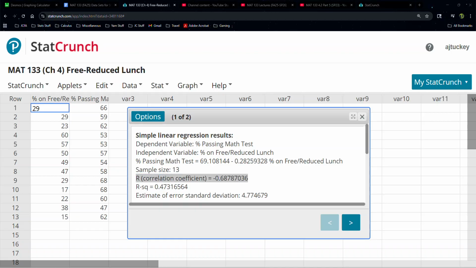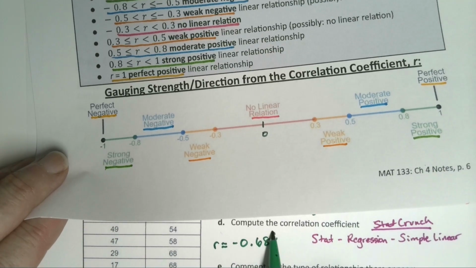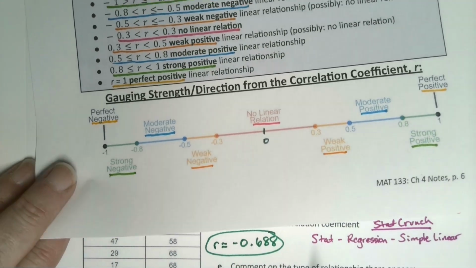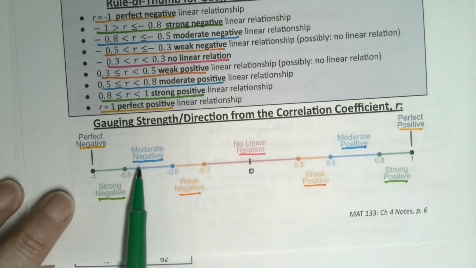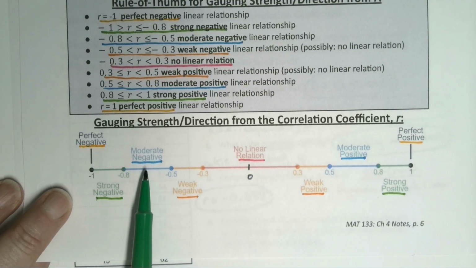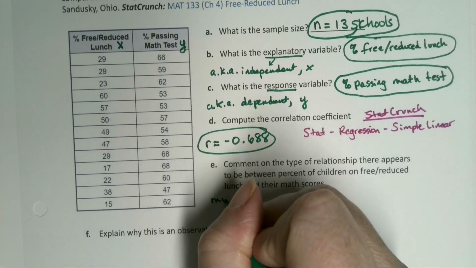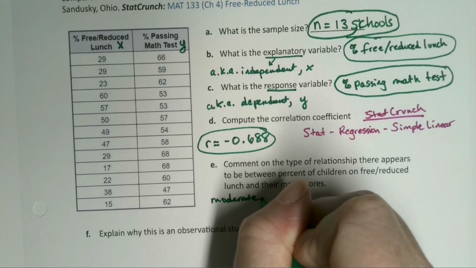All right, now what kind of relationship is that? So we want to go back and grab the diagram for the R values and see what that would be. So negative 0.688, right, that's the correlation coefficient, is right here. It's between negative 0.5 and negative 0.8. So it's a moderate negative relationship. Okay, so when they say what type of relationship is there, it's a moderate negative relationship.